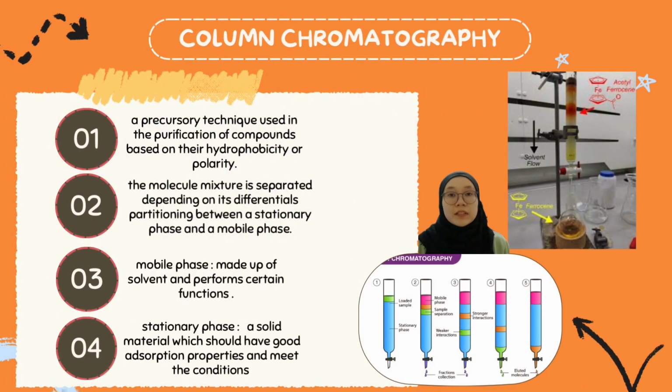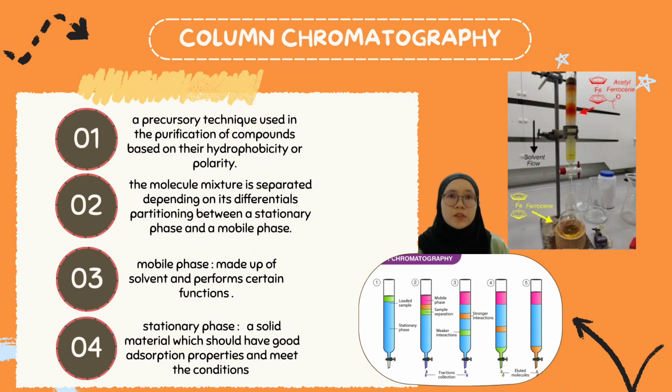Column chromatography is a precursor technique used in the purification of compounds based on their hydrophobicity and polarity. The molecule mixture is separated depending on its differential partitioning between the stationary phase and mobile phase. What is the mobile phase in column chromatography? It is made up of solvent and performs certain functions, such as acting as a developing agent in the separation of components in the sample to form bands. The stationary phase is a solid material which should have good absorption properties and meet certain conditions, for example, the shape, size, stability, and inertness of the particles.